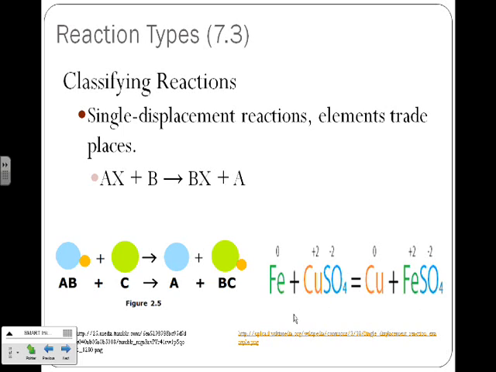Now, here is one written out for you in actual chemical equation form. We have iron plus copper sulfate. And then at the end, it goes through a single displacement reaction to give us copper by itself and iron sulfate together. And so you just have one thing that is switching partners.